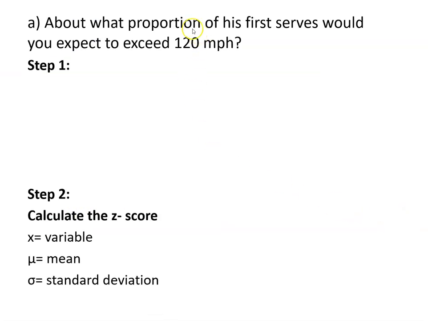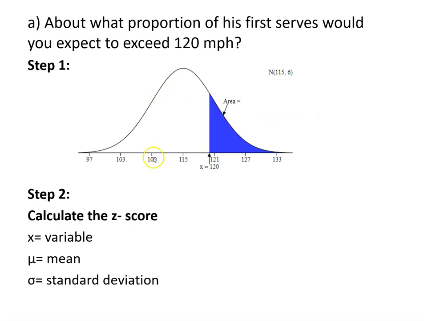So here's our question. What proportion would exceed 120 miles per hour? First step, give it a sketch. You can see that I have my x-axis here. I forgot to label it; I should have a label down here that says first serve speeds in miles per hour. And then I put 120 just shortly below 1 standard deviation from the mean. My question is, what is the area of this shaded region? Exceeding means above it.